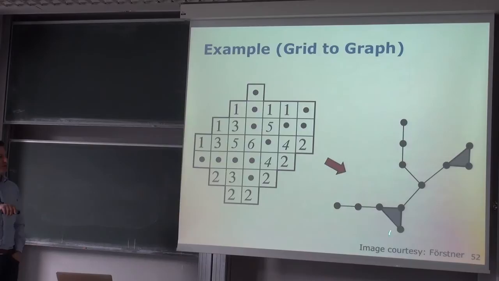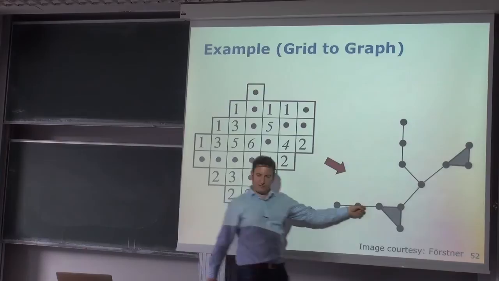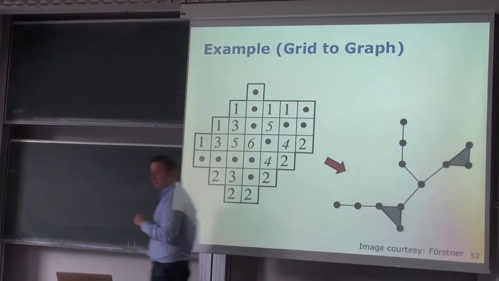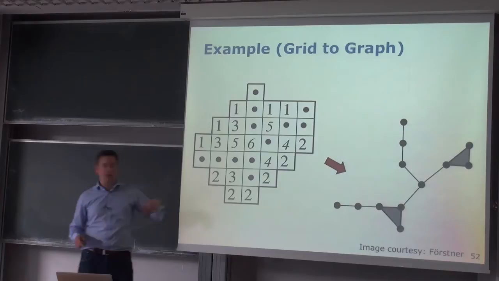So in the N8 neighborhood, this would be the graph structure that I have, where I say for every one of those points, these are the maximum distances to the borders of the background. Yes, please.